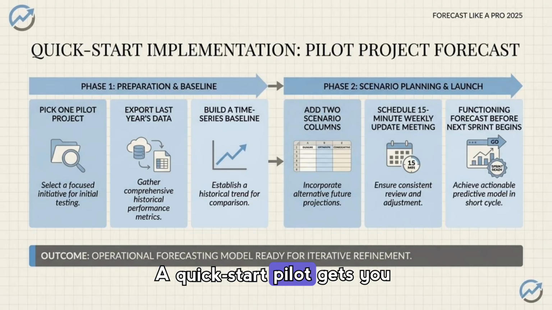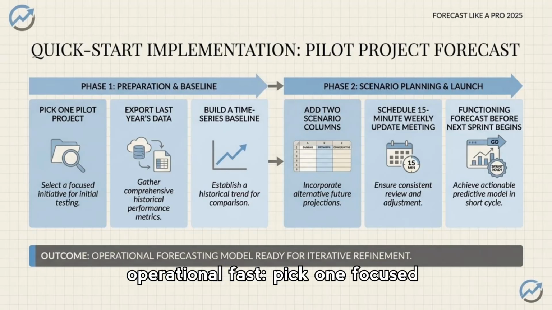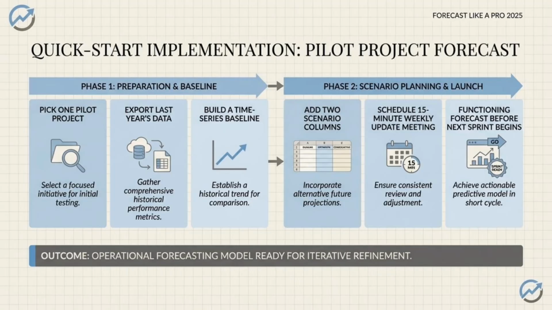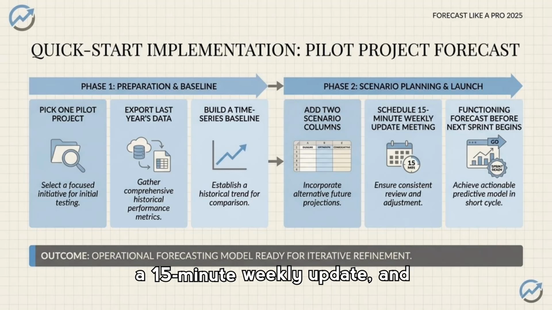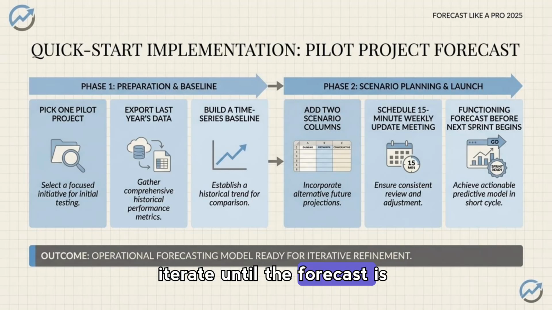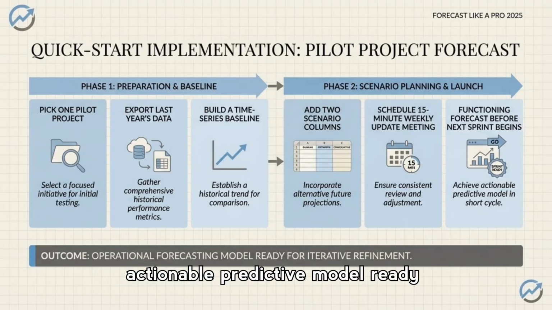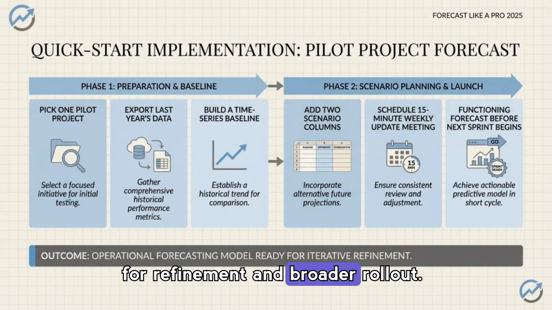A quick start pilot gets you operational fast. Pick one focus project, export last year's data, and build a time series baseline. Then add 2 scenario columns, schedule a 15-minute weekly update, and iterate until the forecast is functioning before the next sprint. This short cycle produces an actionable, predictive model ready for refinement and broader rollout.